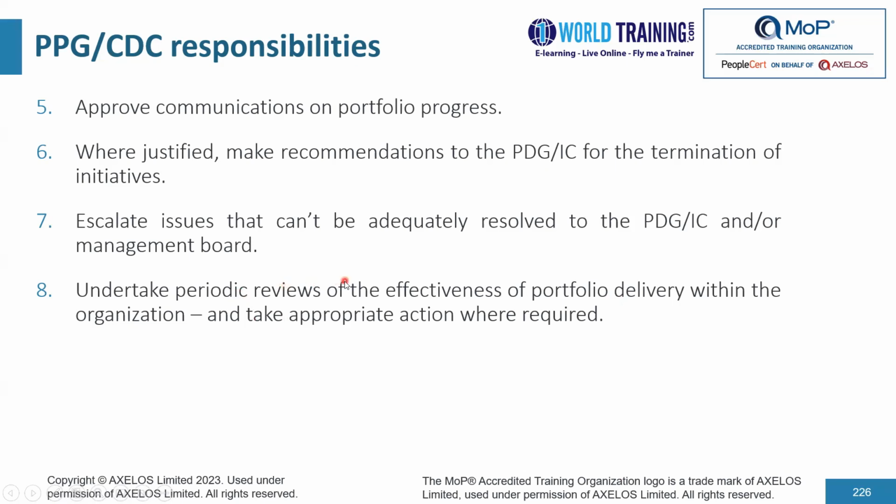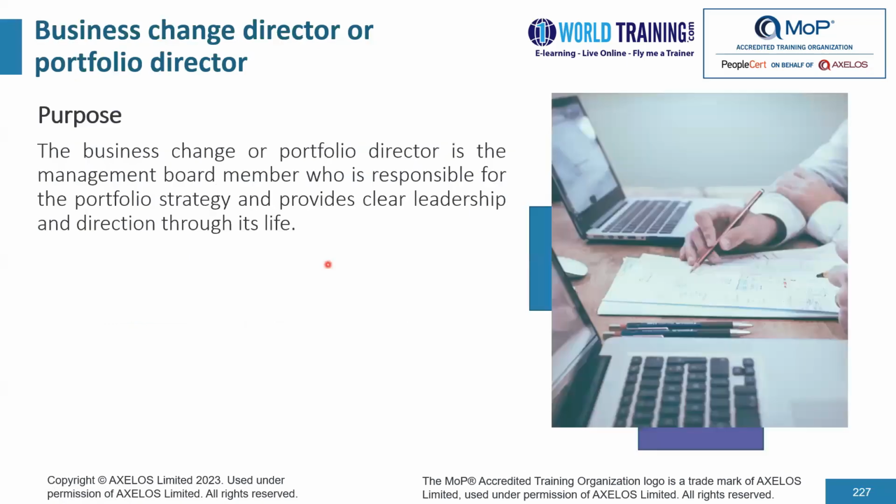So that brings us to the close of the responsibilities of the progress group. So far we have looked into two governing bodies. One is the direction group, also called the investment committee. The other one is the progress group, also called the change delivery committee. Now let's look into some individual roles. We have the role of a business change director or portfolio director.